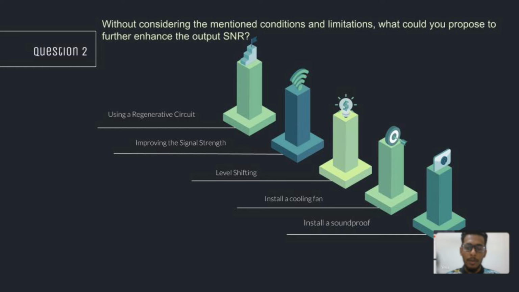Last point is install a soundproof. To stop external noise from getting into the chamber and internal sound from getting out, we can fix a soundproof inside the chamber. It's hard to prevent all the sound waves from leaving the chamber, but fixing the soundproof can reduce the amount of sound getting in and out of the chamber.